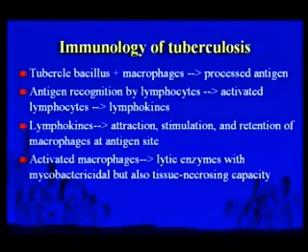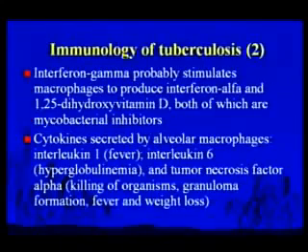And as it turns out, to back up what I said about HIV, to get the characteristic lesion of pulmonary TB, the cavity, you have to have activated macrophages making these enzymes that can destroy tissue. And some more of this stuff here about cytokines: interleukin-1 with fever, interleukin-6, hyperglobulinemia, tumor necrosis factor alpha, killing the organisms, granuloma formation, fever, weight loss, et cetera, et cetera.